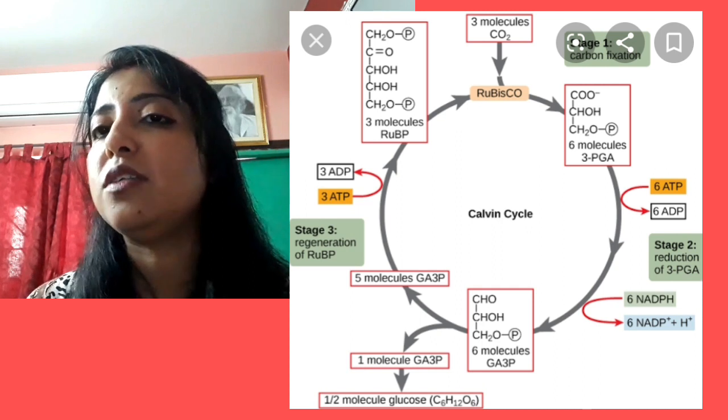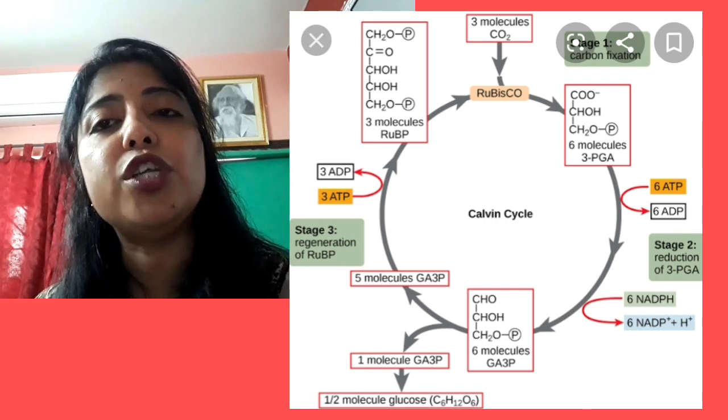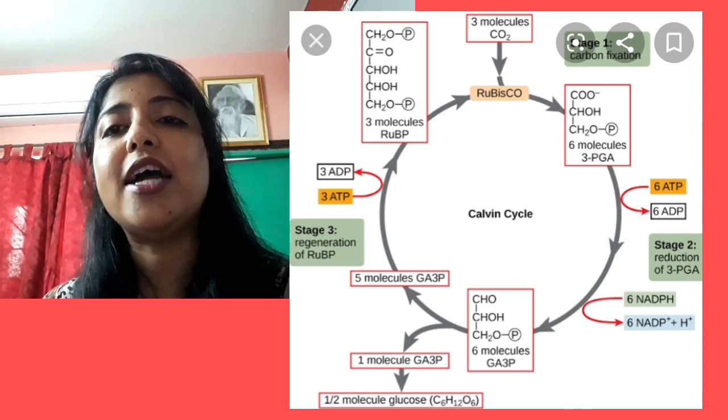3 carbons are present in PGA, phosphoglyceric acid. From that phosphoglyceraldehyde will be produced, and some will be converted to PGA again, some will produce glucose, and some PGAL will again be converted into RuBP, that is known as the C3 cycle. Clear? It is known as the light independent phase or Calvin cycle. So I have completed two phases.